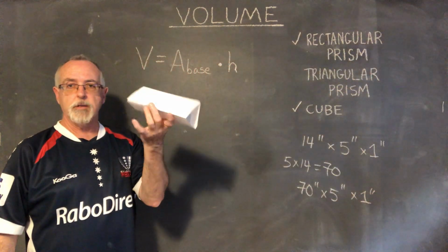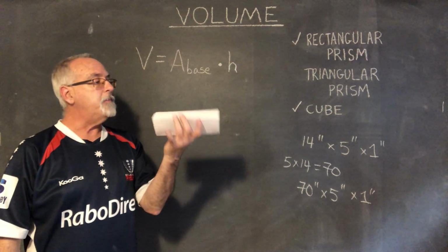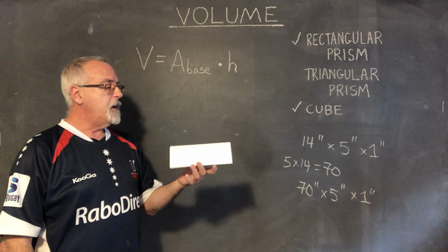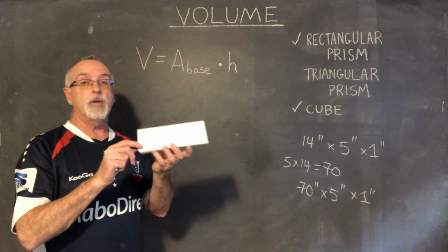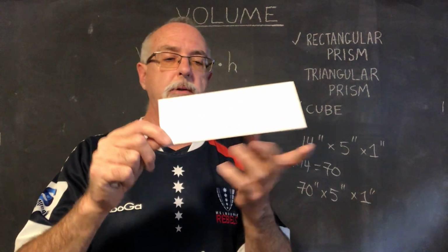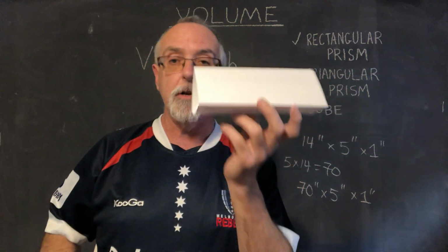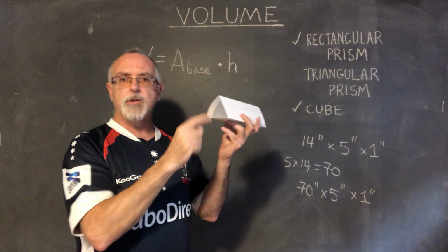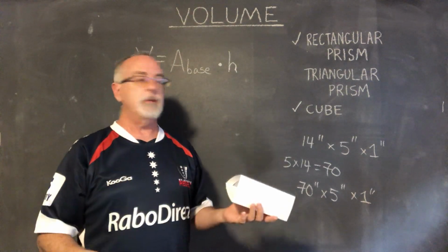Here's my triangular prism that I made by folding a piece of paper together and taping it. I have to measure the length. Well, actually, I don't have to measure the length. It was a regular sheet of paper, so the length of this is 8.5 inches. I know that. I'm going to have to do some measuring to find the other dimensions we need.